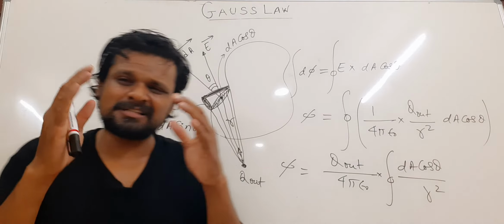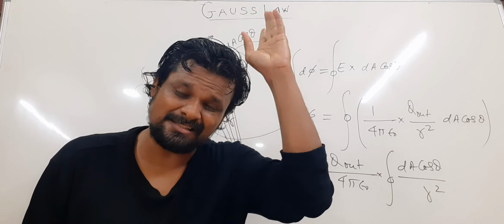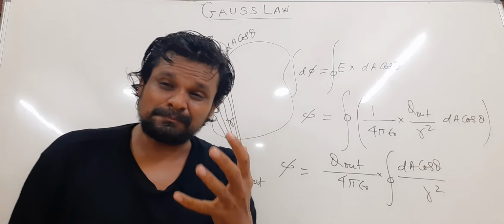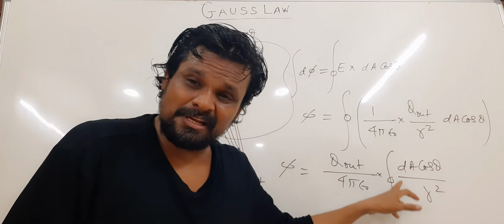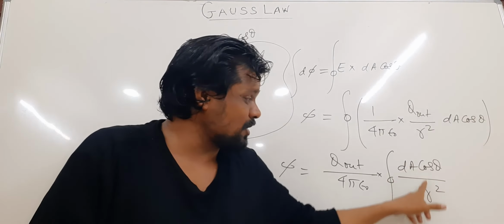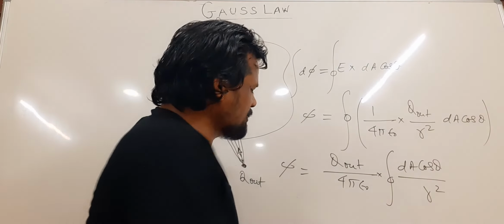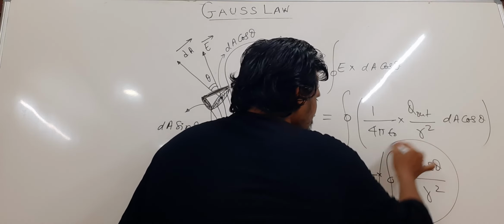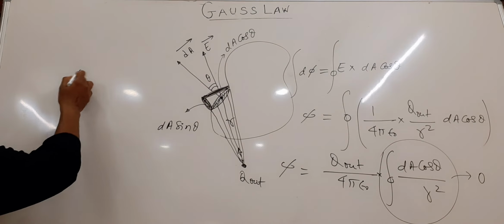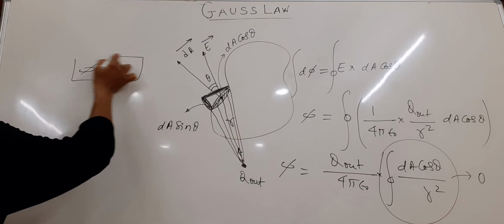You know, in the very first class of Gauss law, what we discussed in the earlier class, I told you the integration of dA cos theta by r square. Please remember, dA cos theta is perpendicular to the radius. This value comes 0. So the total associated flux becomes 0.